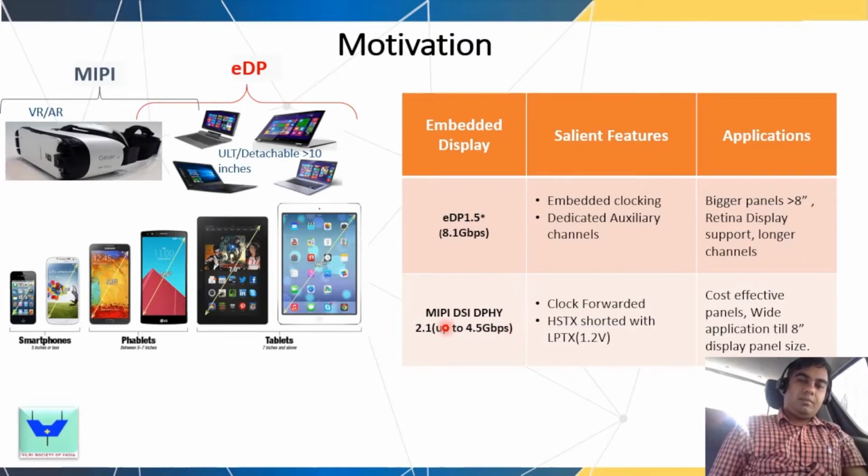Then coming to MIPI DSI D5 2.1, which can go up to 4.5 Gbps of data rate, it has a few differences. Instead of embedded clocking, it is a clock forwarded architecture, and it doesn't have a dedicated sideband channel. So we have a high-speed transmitter for carrying the display, and the sideband communications happen through the low power TX and RX, which are connected to the same pad.